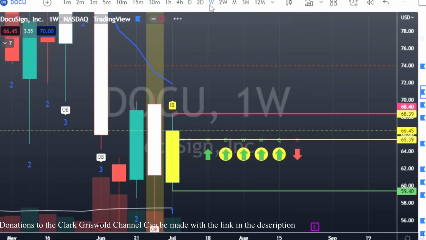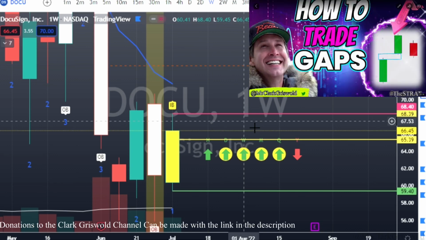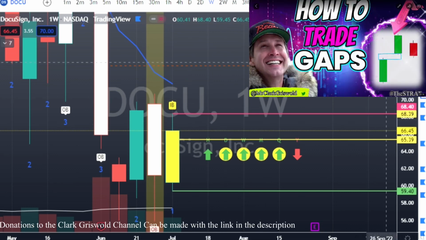We go to the weekly. It's a 3-1 setup. So again, this is where that inside bar is sitting. So if we trigger on the daily, we are going to trigger on the weekly to the upside. That's why Docusign is on here. It is multiple breaks on multiple time frames that we're looking at on Docusign.